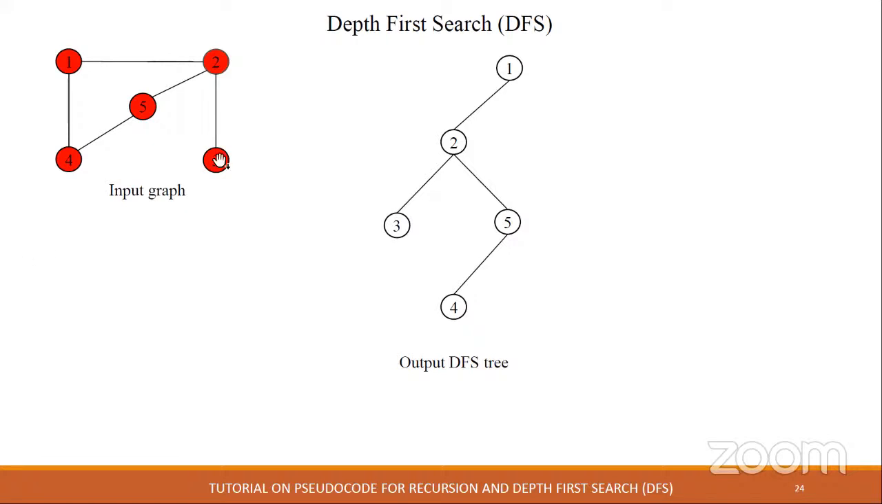That's one possibility. Another possibility: 1 to 2, and from 2, instead of going to 3, I can go to 5 first. Then 5 and 4 will appear on the left side, and 3 will go to the right side. All these are valid depth first search trees. There is nothing wrong in it as per the general pseudocode.